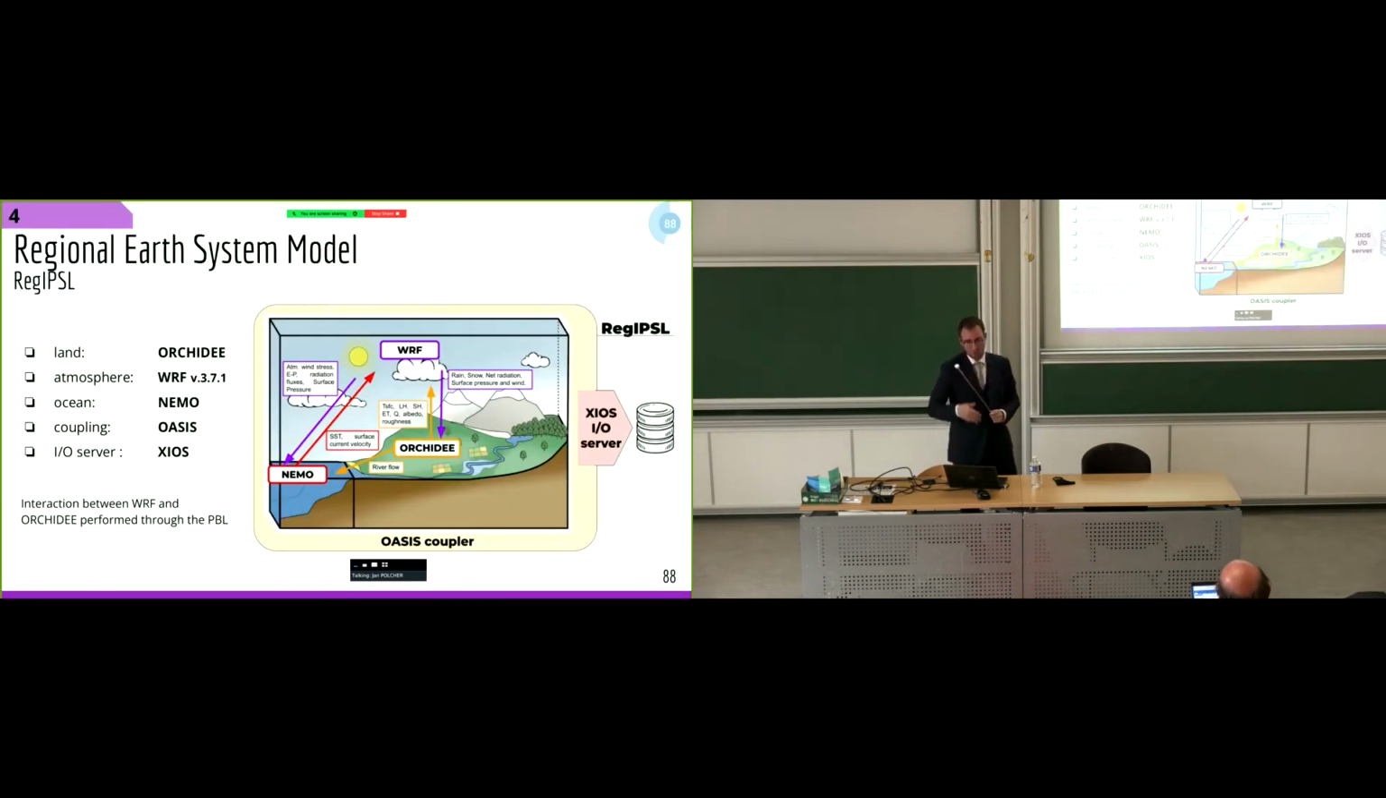First, let me introduce you to the coupled model we use, the regional Earth system model REGI-PSL. The land component is ORCHIDEE, we are using WRF for the atmosphere and NEMO for the ocean. All these three models are coupled by ORCHIDEE, and the input-output are handled by the XIOS server. The interaction between the atmosphere and the land components is performed through the planetary boundary layer.